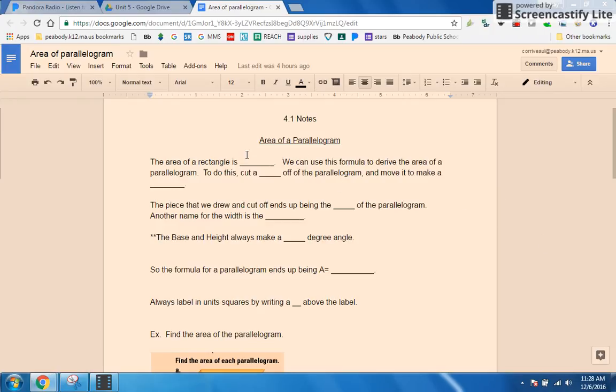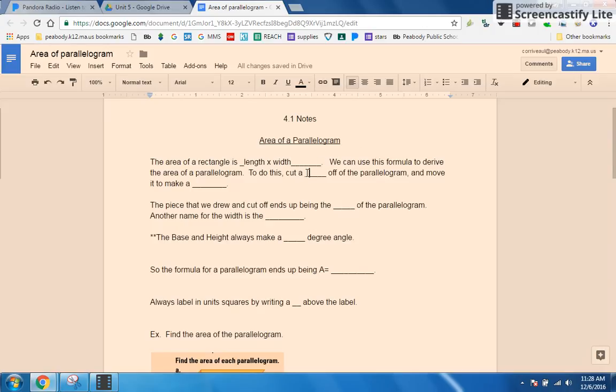The area of a rectangle, if you remember from earlier or from last year, is length times width. So we can use that formula to derive the area of a parallelogram. The word derive basically means to come up with. So we're going to use the formula for the area of a rectangle to come up with the formula for the area of a parallelogram. We actually did this in class today.